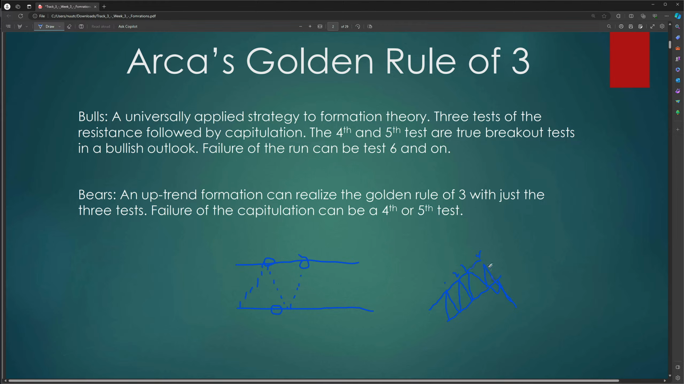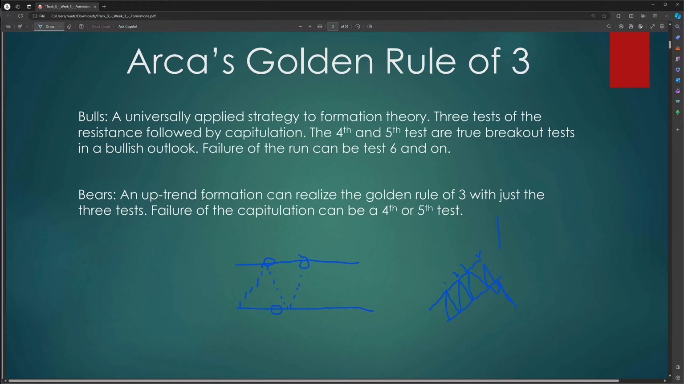Invalidation of this is the test number 4 or 5, right? So if you move on to that 6, it's like, man, you know what? This ascending channel probably has a chance of breaking out to the upside instead of the downside. So when you start moving on to that 4th, 5th, 6th test, those are already kind of invalidating your golden rule of 3 for a downside play. Okay, so failure of the run can be test 6 and on.